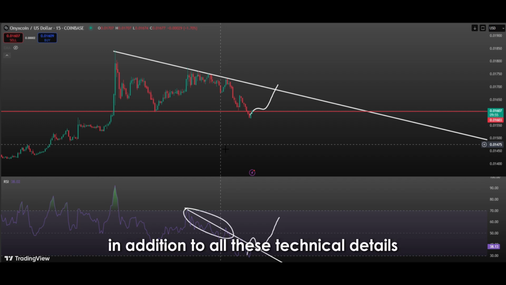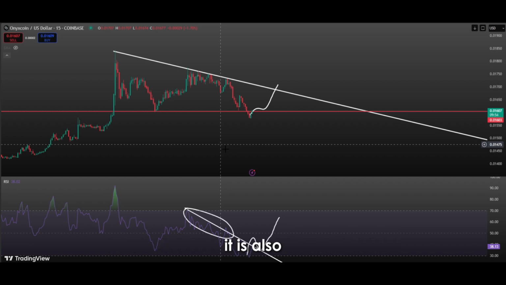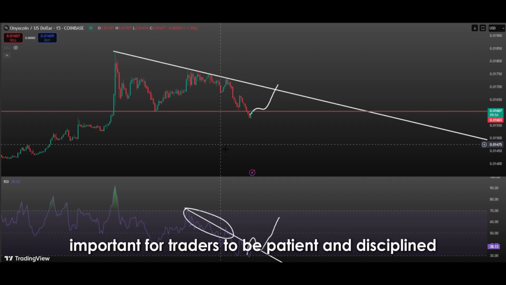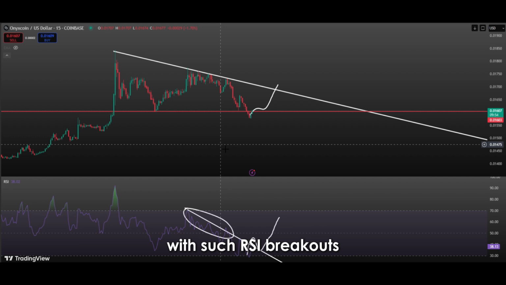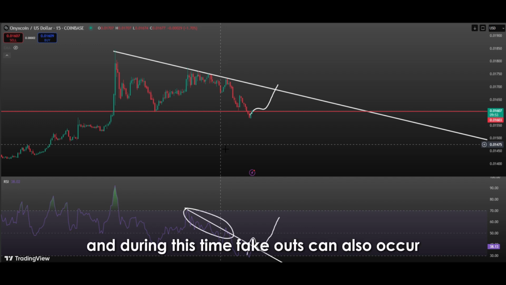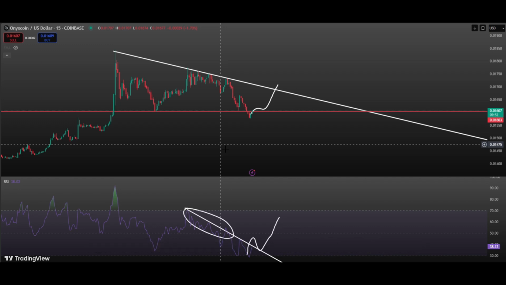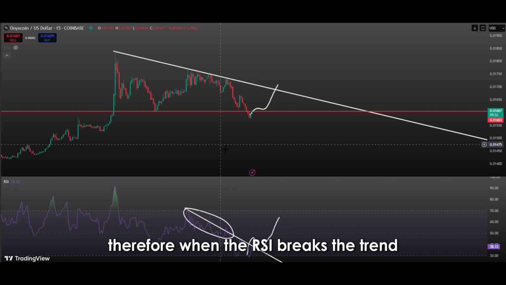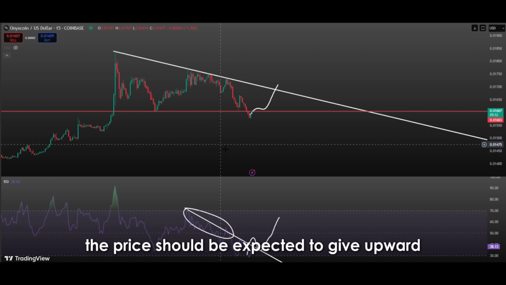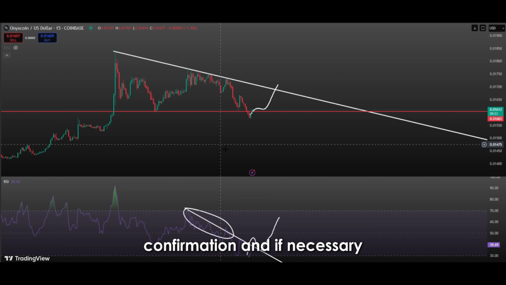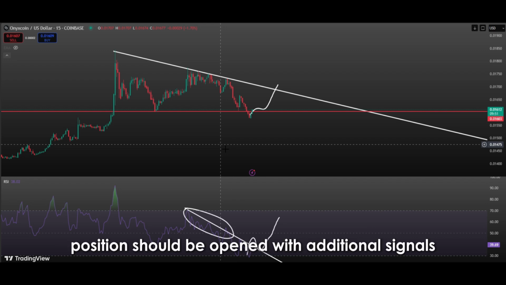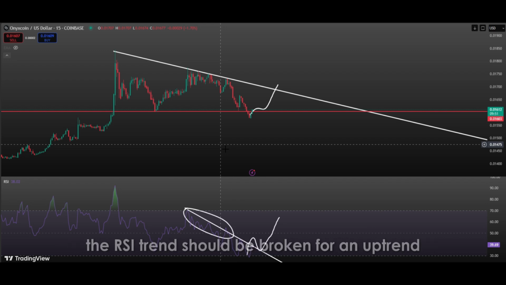In addition to all these technical details, it is also important for traders to be patient and disciplined with such RSI breakouts. Because trend breakouts often occur before the price changes direction, and during this time, fakeouts can also occur. Therefore, when the RSI breaks the trend, the price should be expected to give upward confirmation, and if necessary, positions should be opened with additional signals. The RSI trend should be broken for an uptrend.